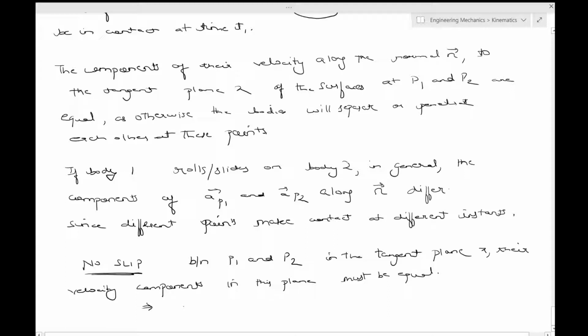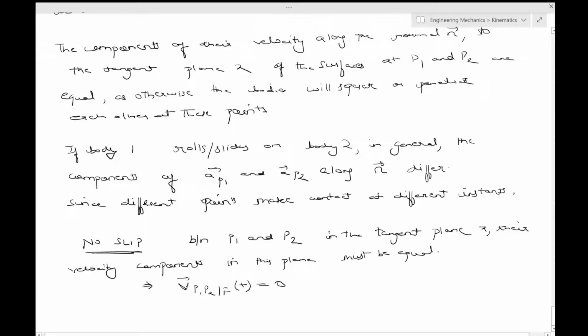This implies that the velocity of P1 minus P2 in the F frame at a given time must be equal to 0, or the velocity of P1 in the F frame at this time is equal to the velocity of P2 in the F frame at the same time, for all frames F.